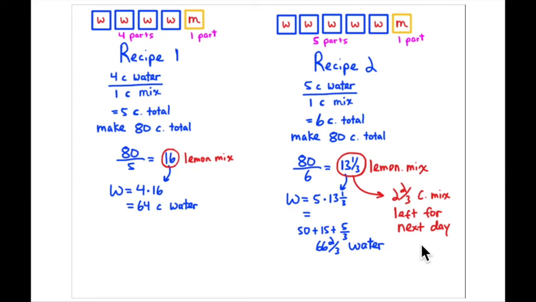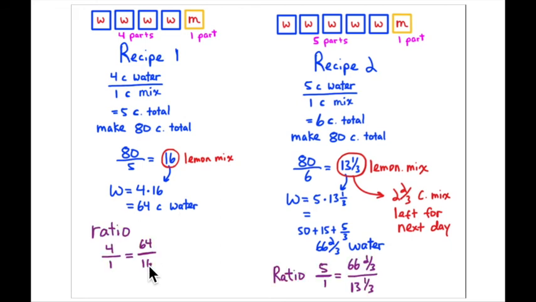That's the same as saying that it's not as concentrated. So the amount of mix, whatever amount of mix that you have, it's going to go farther. You're going to be able to make more lemonade because you're not using as much mix each time. So 66 2/3 plus 13 1/3 equals this 80 cups, and you have 2 2/3 cups of mix left over for the next day. Recipe number 1, you use it all up. 16 cups of lemonade mix plus 64 cups of water equals a total of 80 cups. So you fill up that jug.